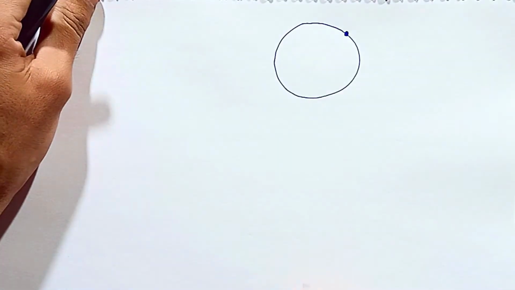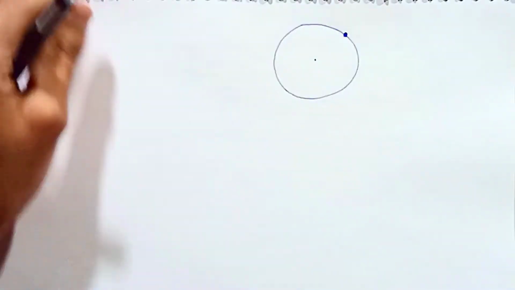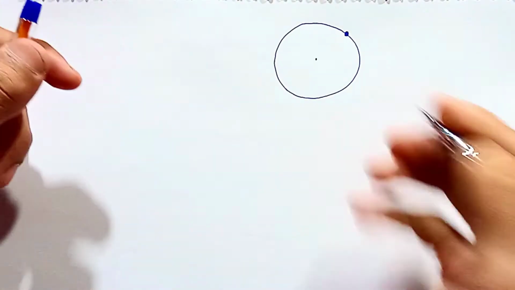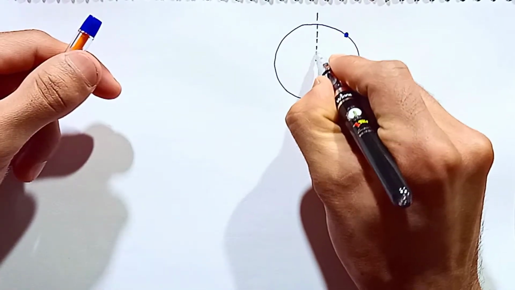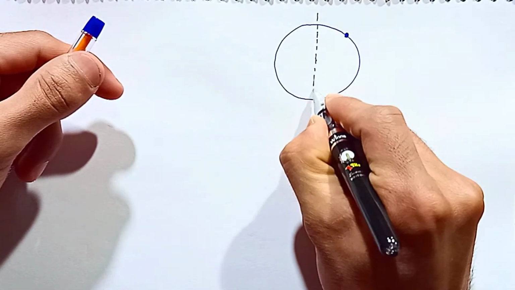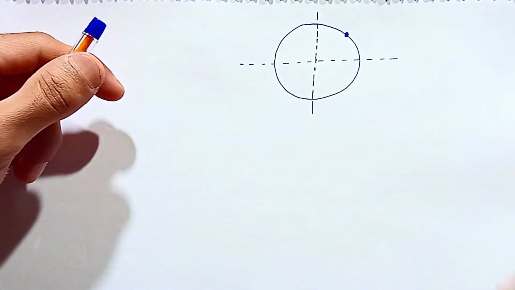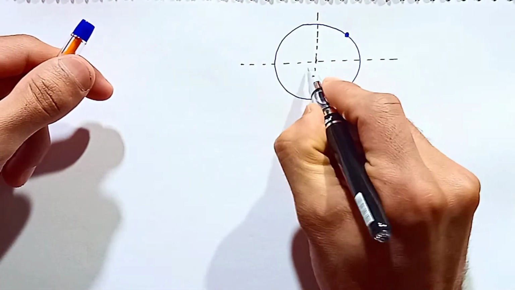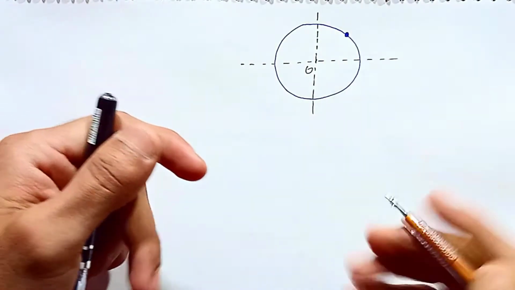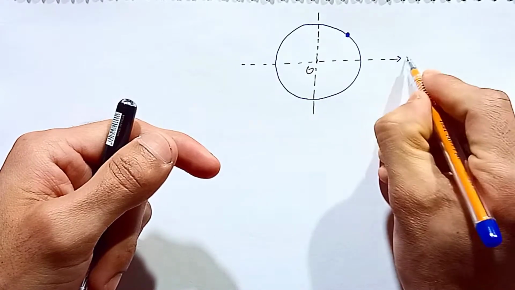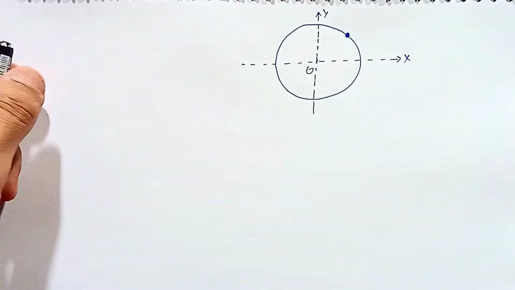Say this is the particle, and suppose at the center the Cartesian coordinate system is drawn like this, with its origin at the center of the circular path. Okay, so this is the Cartesian coordinate system and this is the origin of it. This is the x-axis and this is the y-axis. This is a plane coordinate system.